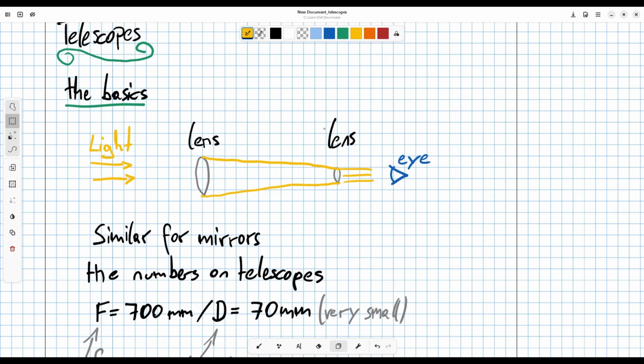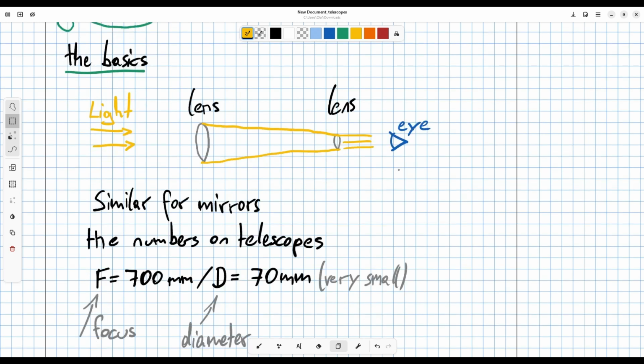The simplest telescope imaginable consists of 2 lenses that focus the beam of light on the eye. You can also, of course, do this with mirrors. Both of these telescopes exist. I have both of these at home, nothing fancy, just something to play around with.